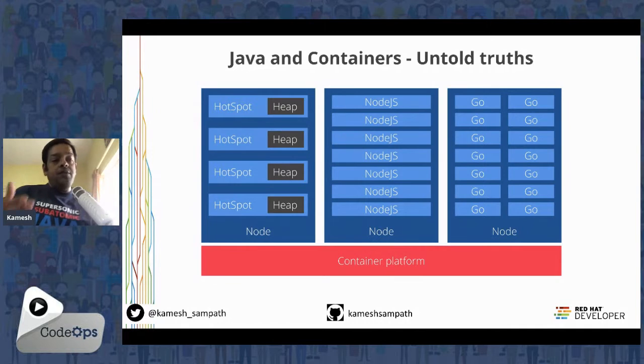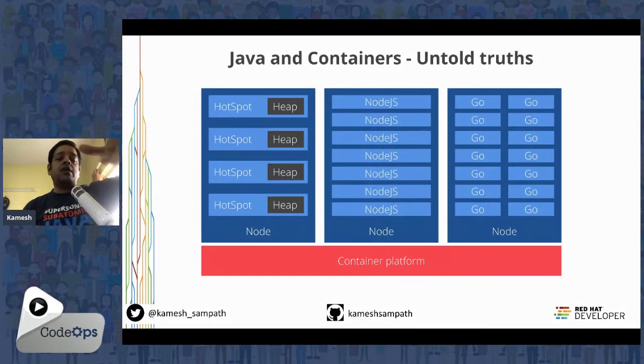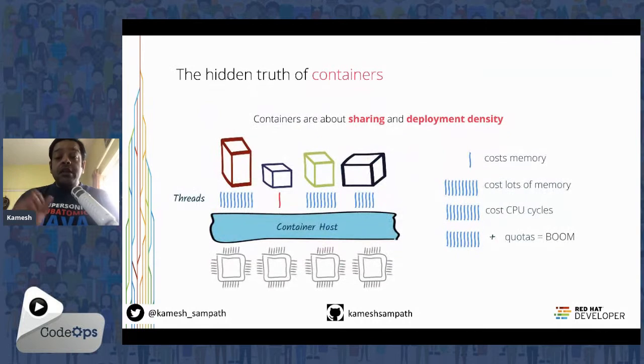But if you're not using Quarkus, and that could be any other framework as well, your application becomes fatter and also boots slower, which means that my density at the particular cloud level is going to be very, very low.